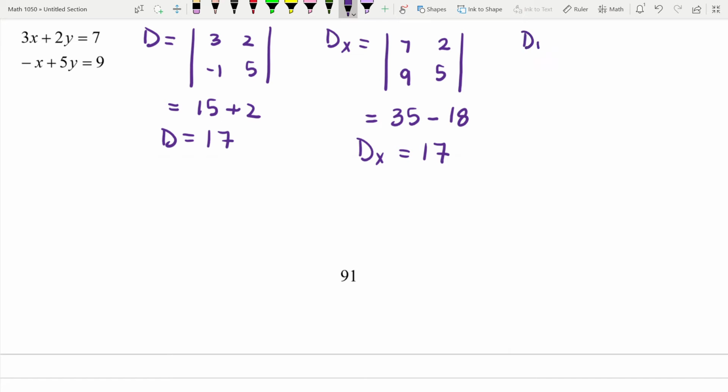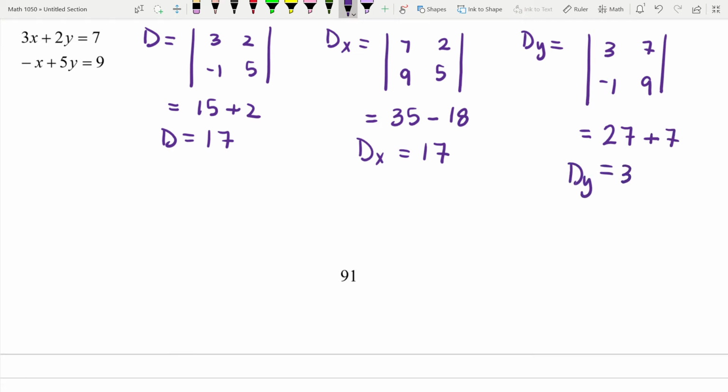Now we have to find D sub y. So to find D sub y, the x's stay the same, 3 and negative 1. The y's change to 7 and 9. Cross multiply, 9 times 3 is 27, minus a negative 1 times 7 is a negative 7, minus a negative 7 is a plus 7, so now I know D sub y is 34.